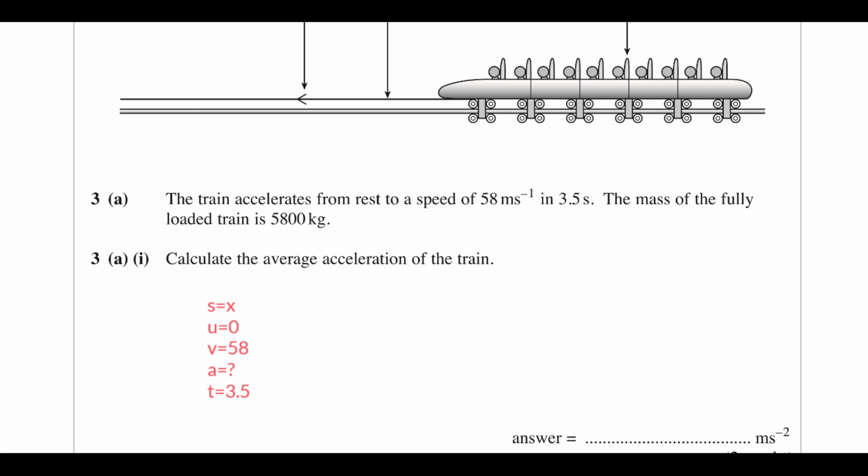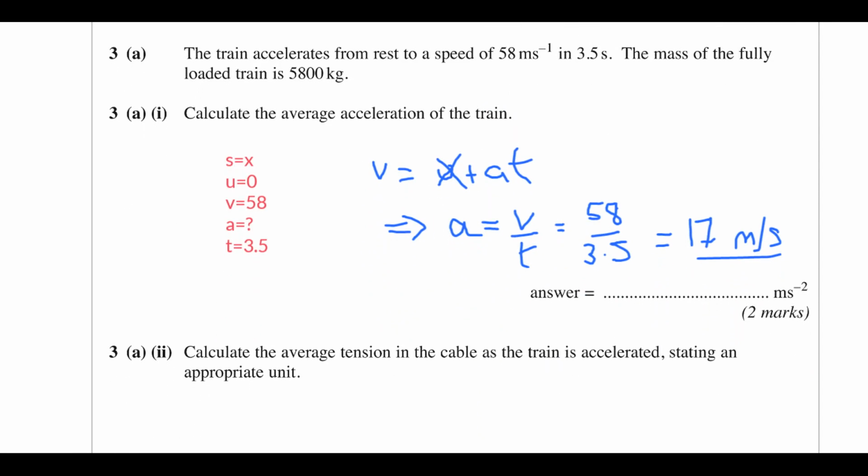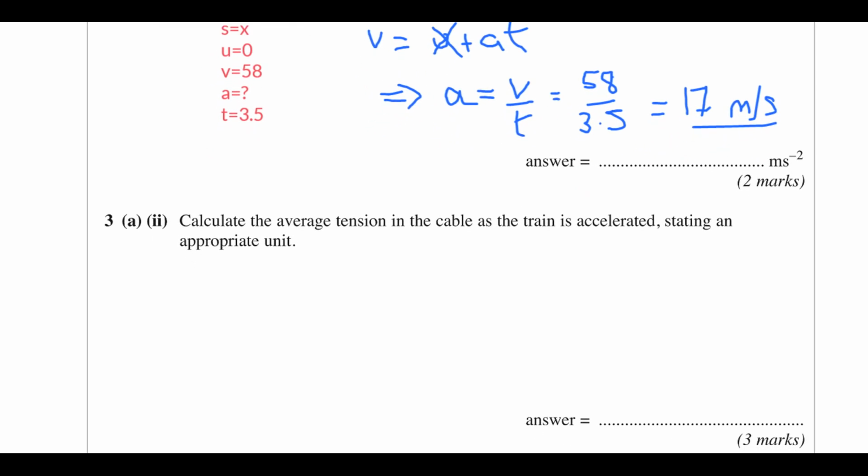We don't have displacement, so we want an equation without displacement. So we're going to use the only equation in which that's true, v equals u plus at. u is 0, so we can get rid of that. So acceleration is going to be v over t, that's 58 divided by 3.5, and if we do that, we end up with 17 meters per second squared to 2 SF there.